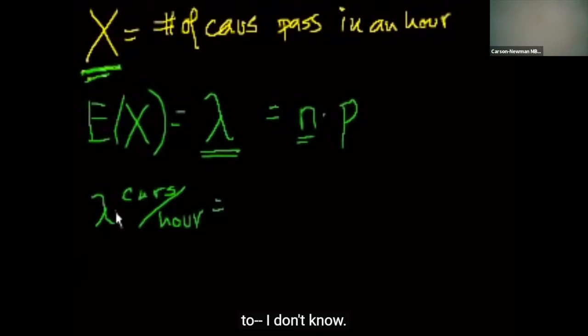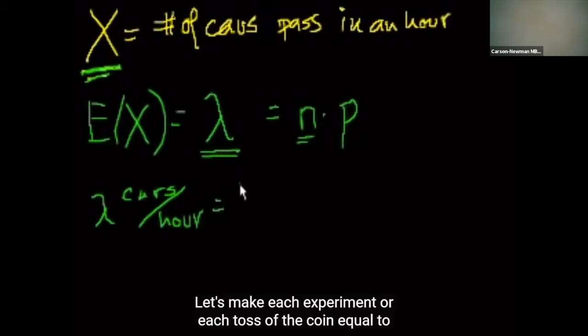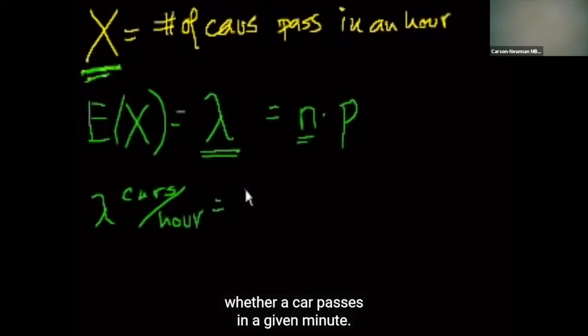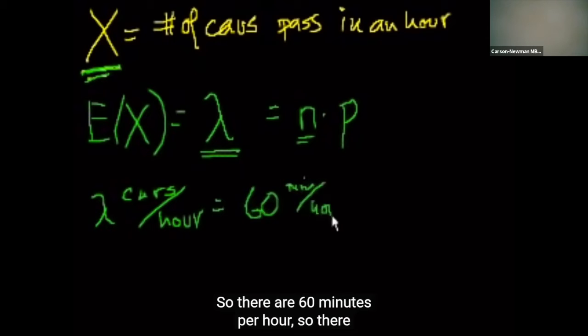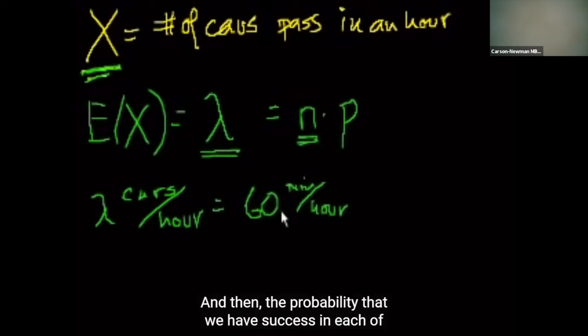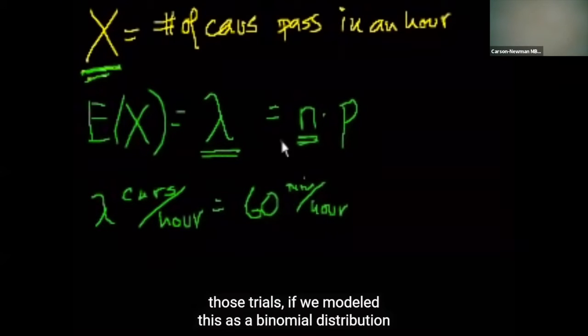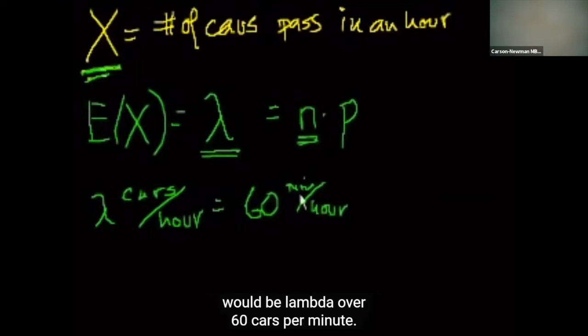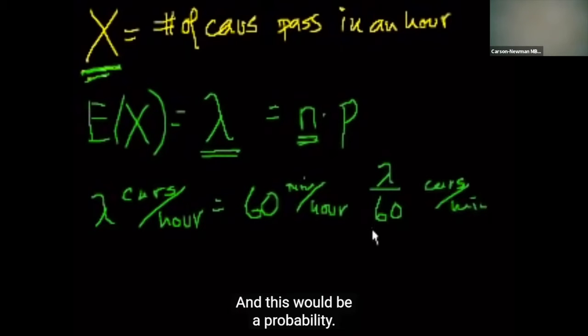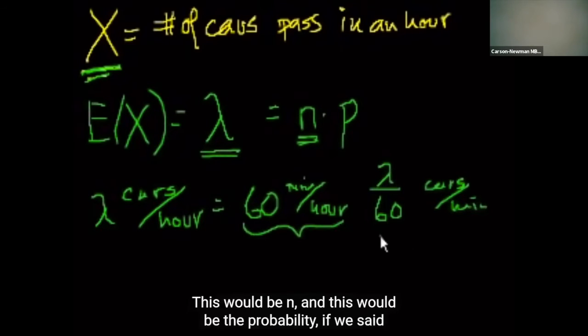is equal to, let's make each experiment, or each toss of the coin, equal to whether a car passes in a given minute. So there's 60 minutes per hour, so there would be 60 trials. And then the probability that we have success in each of those trials, if we model this as a binomial distribution, would be lambda over 60 cars per minute. And this would be a probability. This would be n, and this would be the probability.